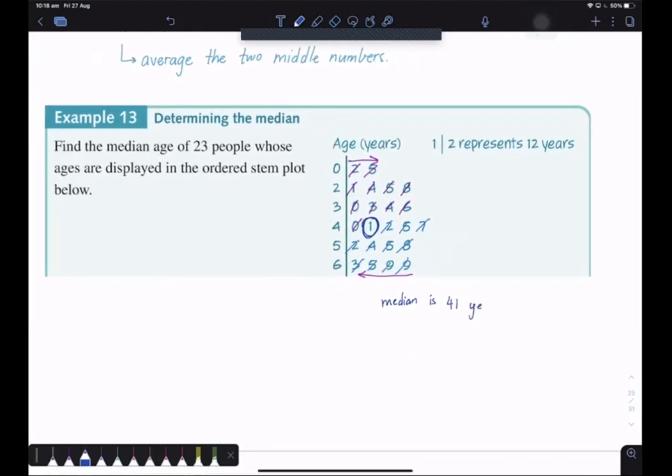It's the age of 23 people. So the age, so I'm just going to say 41 years old. Okay, going back to the general idea as well.